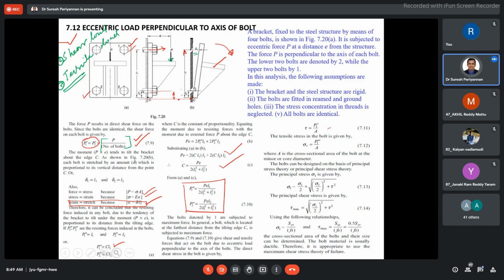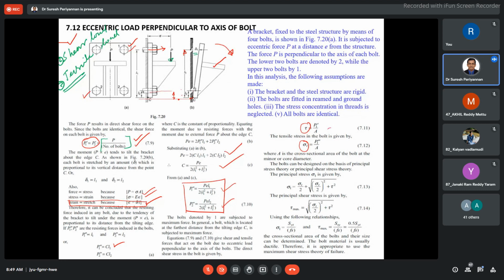Now see here, tensile and shear are both acting. From the corresponding shear load, we are able to find the shear stress. We know the tensile loads, P1 double prime and P2 double prime, so we are able to find the tensile stress. Then, knowing tau and sigma t, we are able to find the maximum shear stress and maximum normal stress. Based on that, we design our bolt dimensions.